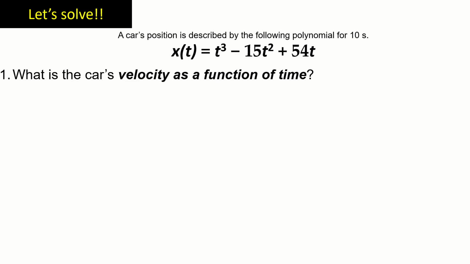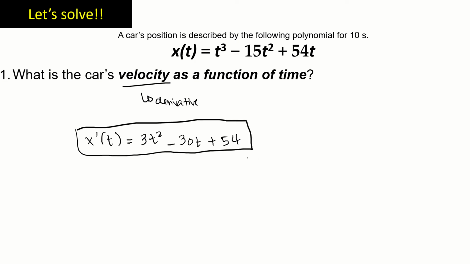So you have x of t is equal to t cubed minus 15t squared plus 54t. We have to get the derivative. Okay? Kasi first velocity nga siya. So first velocity. Velocity of the car. So x prime of t is 3t squared minus 30t, 15 times 2 is 30t, plus 54. Ayan. That's very, very easy. Yan na po ang answer natin for number 1. The car's velocity as a function of time is this value right here.